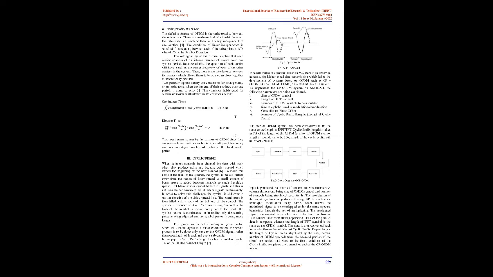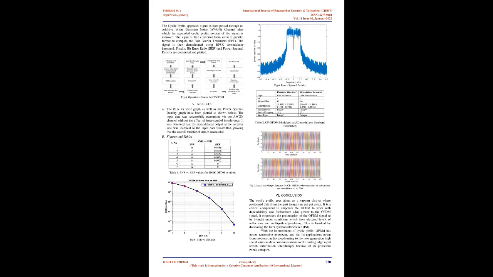3. Cyclic prefix. When adjacent symbols in a channel interfere with each other, they produce noise because of delay spread, which affects the beginning of the next symbol. To avoid this noise, the front of the symbol is moved further away from the region of delay spread.